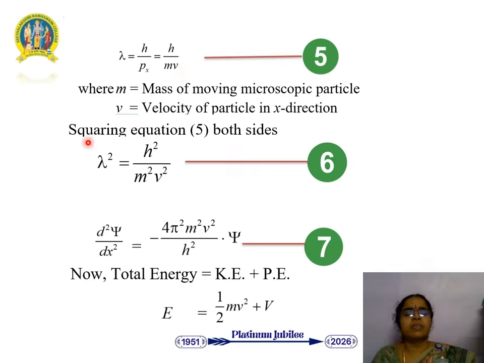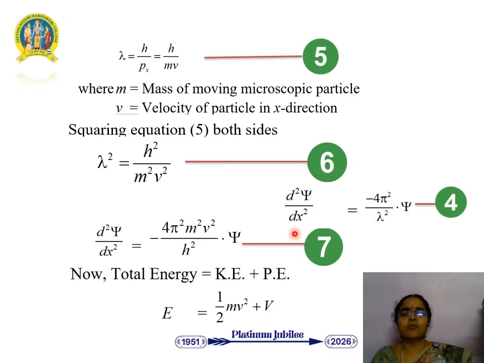Now, we are squaring equation 5. On squaring equation 5, we will get lambda squared is equal to h squared by m squared v squared. That is equation 6. And now, this equation 6 is used in equation 4. What is equation 4? The equation 4 is del squared psi by del x squared is equal to minus 4 pi squared by lambda squared into psi. Here the lambda is replaced with the value found in equation 6. On substituting this, we will get equation 7.